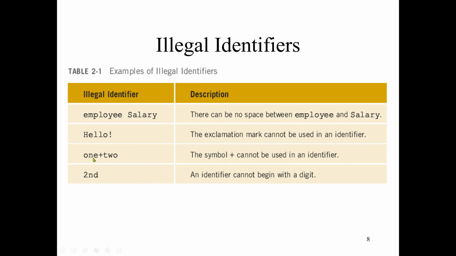Also, the same thing applies here. We have 1 plus 2. We cannot use the plus or addition symbol. The symbol plus cannot be used in an identifier. And the last one is 2nd. The same thing, it is illegal because we cannot start with a digit. An identifier cannot begin with a digit.